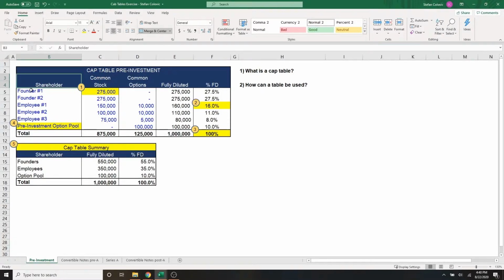Now, as is the case with most companies, the founders couldn't do it alone, so as you see, they had to hire a couple employees. In this example, it's three. As an early stage company, they probably didn't have a lot of cash to offer these folks, so they had to give equity in the company.